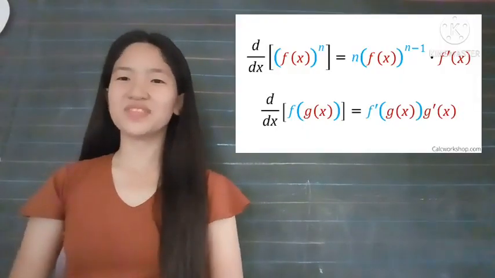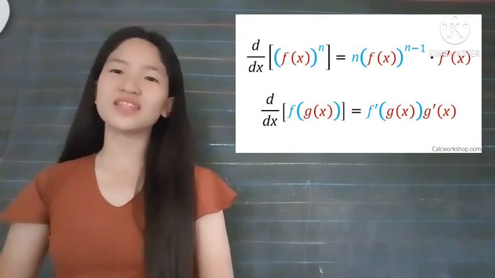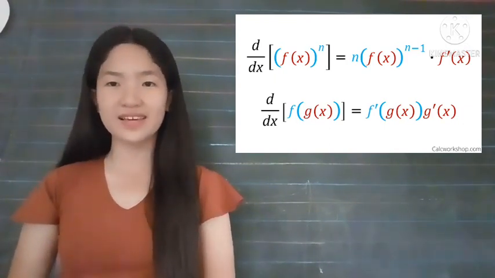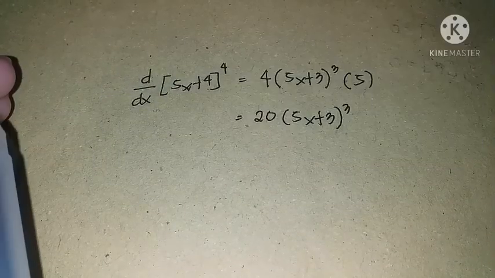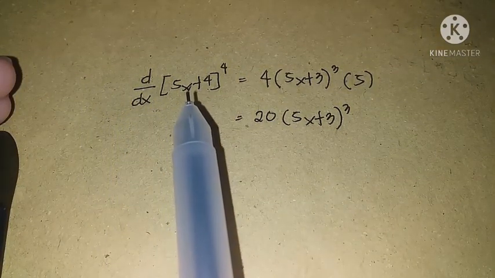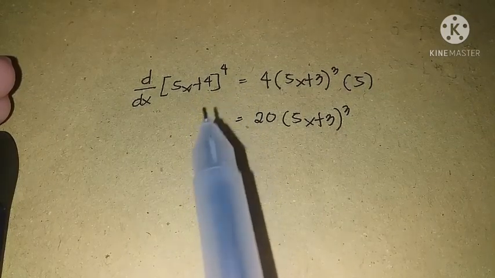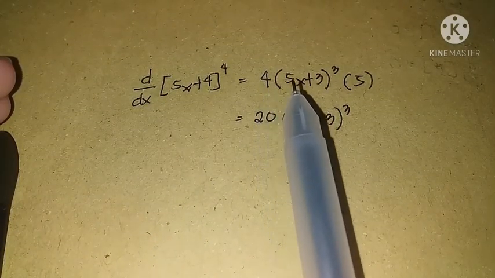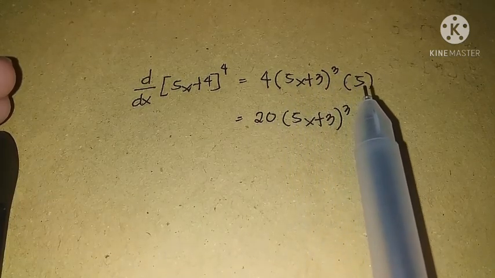And lastly, we have the chain rule. To solve for the chain rule, we have this formula: the derivative of f of g of x is equal to f prime of g of x times g prime of x. Let's have an example: the derivative of 5x plus 4 to the power of 4. With the formula, we just need to follow it. We have 4 times 5x plus 3 to the power of 3 times 5.